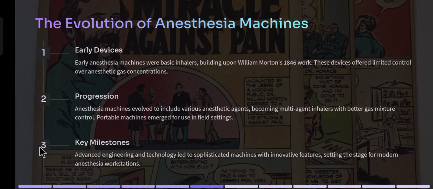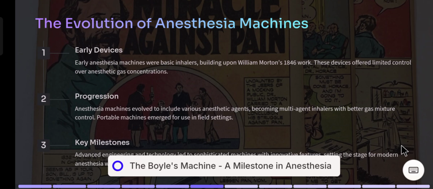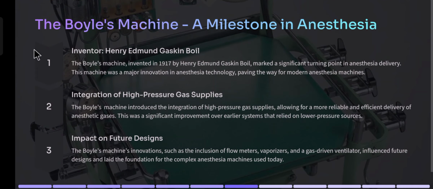Slide 6. The Boyle's machine, a milestone in anesthesia. 1. Inventor. Henry Edmund Gaskin Boyle invented the Boyle's machine, which significantly advanced anesthesia technology. 2. Integration of high-pressure gas supplies. The Boyle's machine introduced high-pressure gas supplies, improving the reliability and efficiency of anesthetic gas delivery.